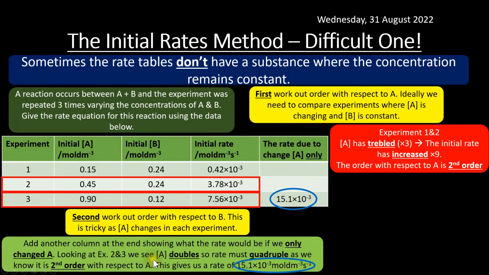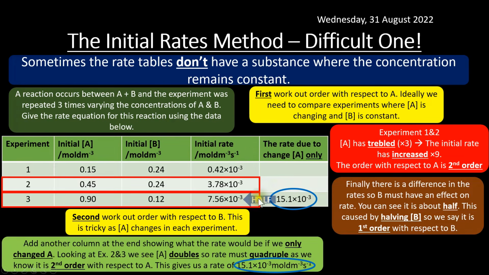So looking at experiments 2 and 3, we can see the concentration of A doubles. So we know the rate must quadruple, as we know it's second order. We've just worked out that with respect to A, it is second order. So we know the impact of A is going to leave you with 15.1 × 10^-3. We know it's second order. Now, we're not saying it's definitely this. We're just putting in a figure here of something that we do know. At least it's given us a foot in the door. We've got that start.